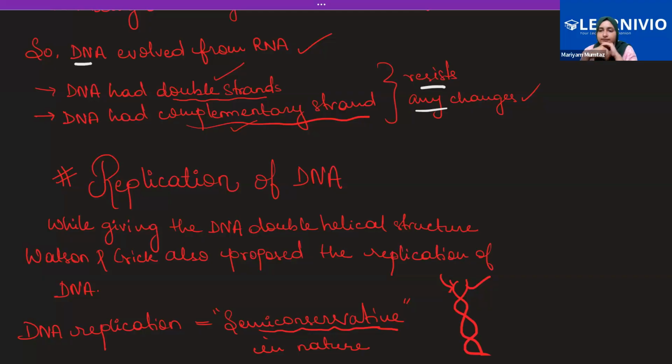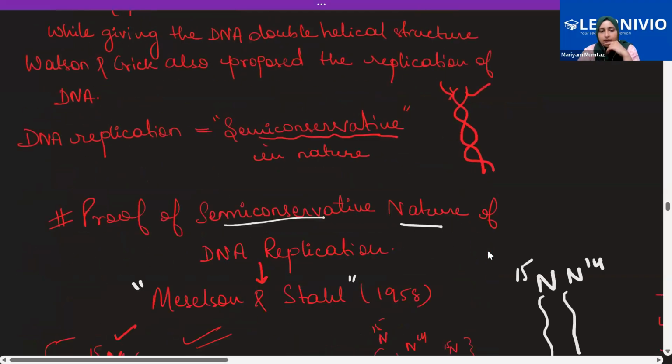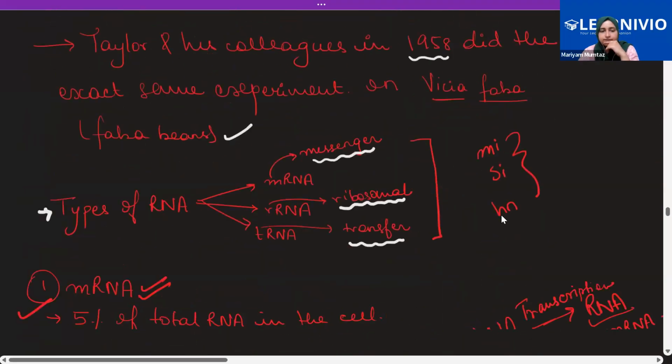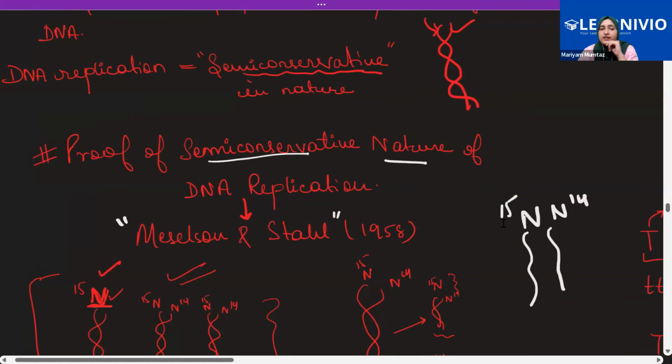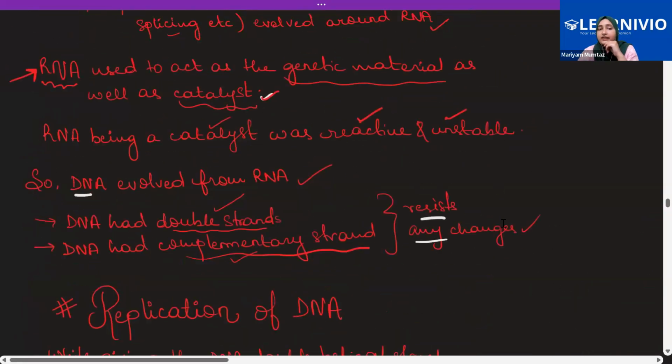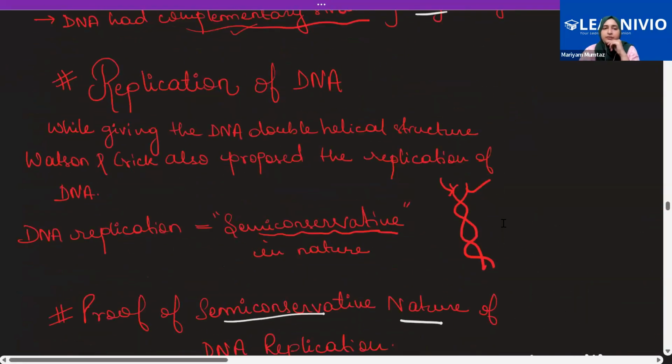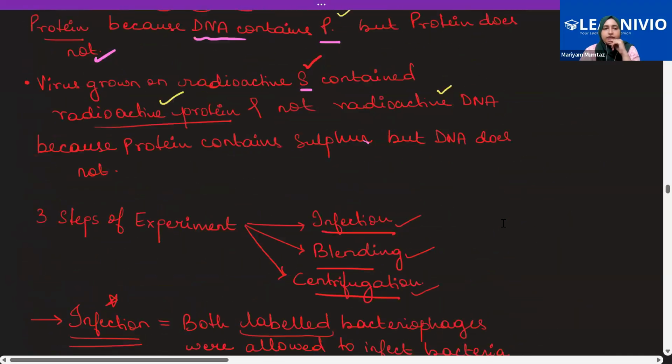Any doubts? Okay. All right, now after that, we're going to see how the replication of DNA happens. But before this, you people note down till here, and then we'll move forward.